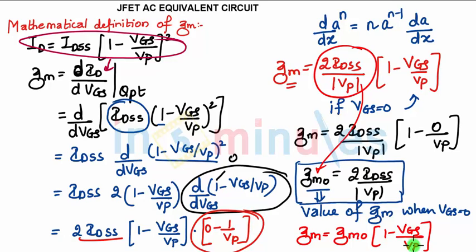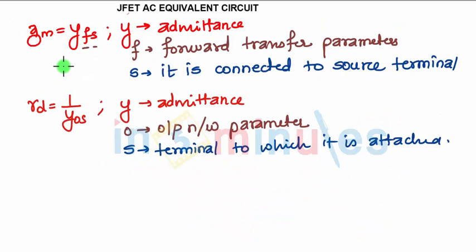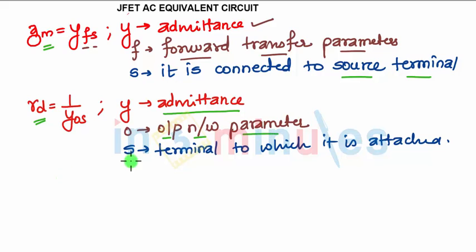Once you know GM, there are certain more relations. There are different notations you can find in different books. In Boylestad, GM is written as Yfs, that is admittance. Now what does Y stand for? It is admittance, that is 1 upon resistance. F is the forward transfer parameter, and S means it is connected to the source terminal. That is just the meaning of GM. Similarly, RD is written as 1 upon Yos, that is 1 upon admittance, which is resistance. O is the output parameter, and S is the terminal to which it is attached.